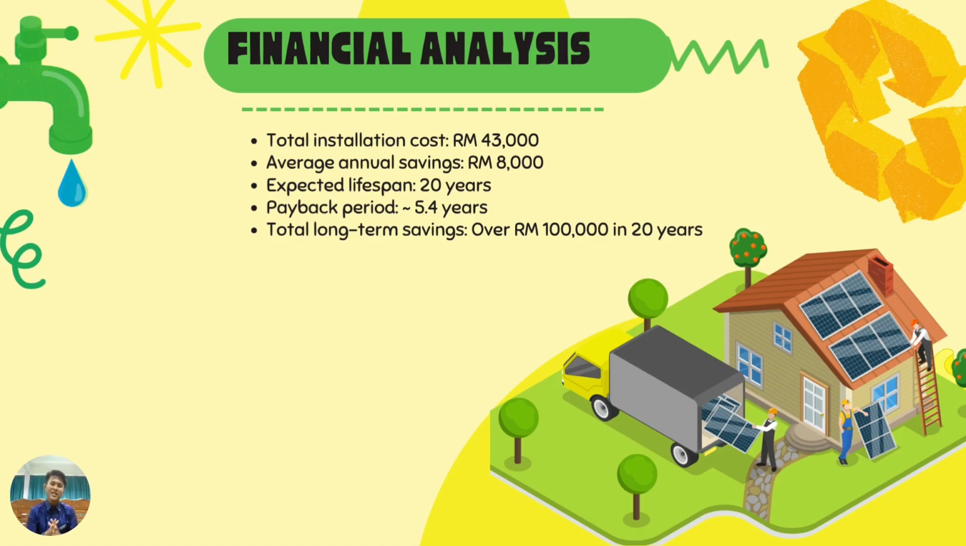We continue with financial analysis. The first is the total installation cost. The total is 40,000. It may sound like a large amount, but when we look at the long-term benefits, it becomes clear that this is a very smart investment for the school. Based on my calculation, the average annual saving on the electricity bill will be around 10,000 ringgit.